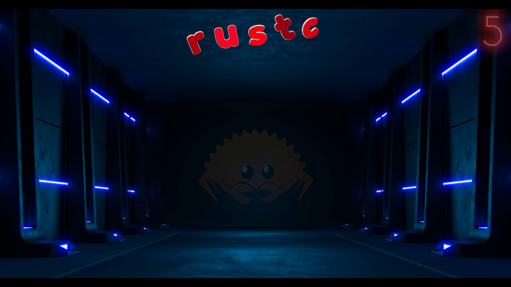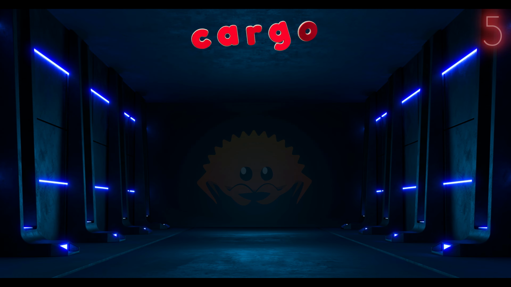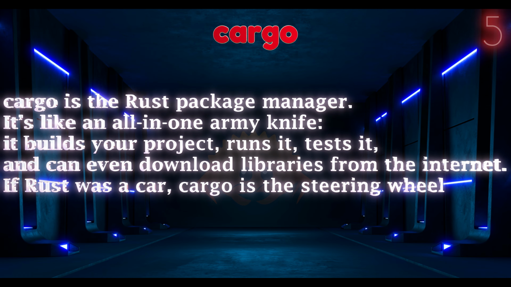Next is rustc. Rustc is the Rust compiler. It is the one that takes your Rust code, which humans understand, and translates it into computer language, binary numbers like zeros and ones. Without the compiler, our code is beautiful but useless. Next we will see Cargo. Cargo is the Rust package manager. It's like an all-in-one army knife. It builds your project, runs it, tests it, and can even download libraries from the internet. If Rust was a car, Cargo would be the steering wheel.